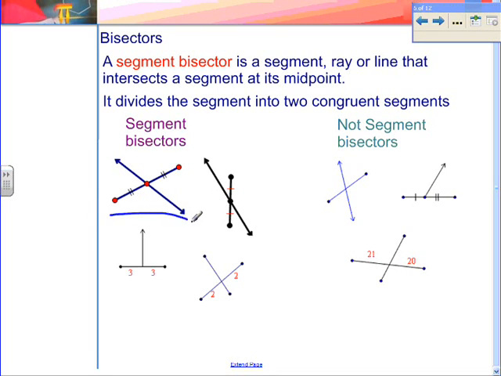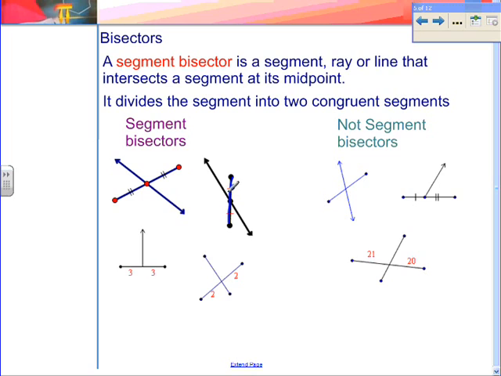So let's look at this first picture right here. We've got this segment right here, and you can see in it the two little congruent marks here and here. Then we have a line that is intersecting that segment at its midpoint. So this line is a segment bisector. Okay, now let's look at this diagram right here. Again, we have our segment.